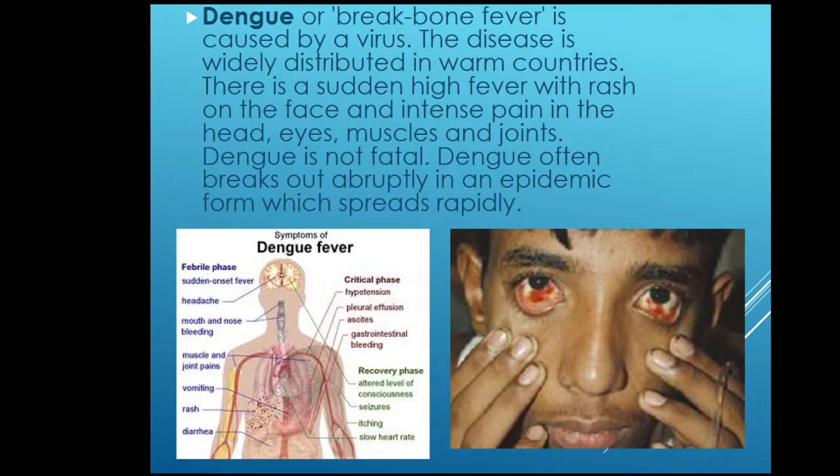Dengue fever or black-bone fever is caused by a virus too. The disease is widely distributed in tropical and subtropical regions. People are infected by biting of mosquitoes Culex, Aedes, and Anopheles. The symptoms of this disorder are sudden high fever with a rash on face, severe headache, pain in eyes, muscles, and appendages. The dengue fever is not fatal, but some forms of dengue fever can develop very quickly. So here on this slide you can see the symptoms of this disorder.